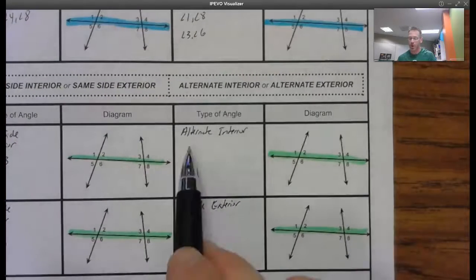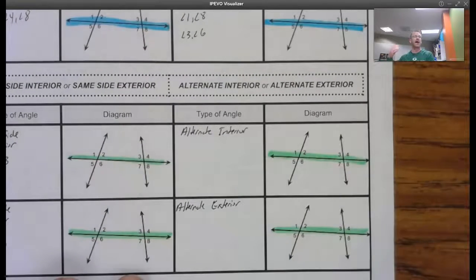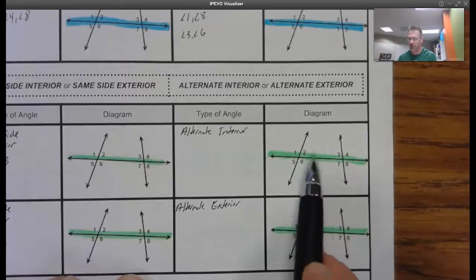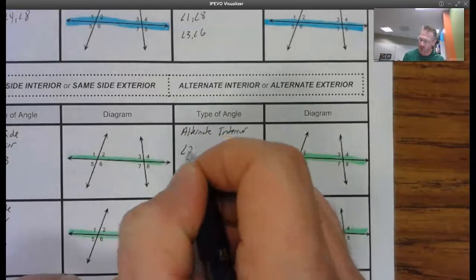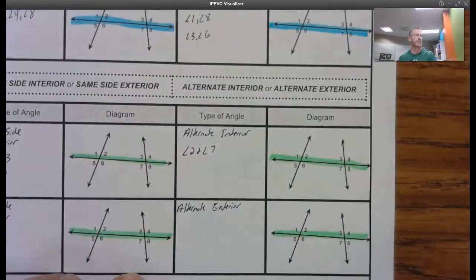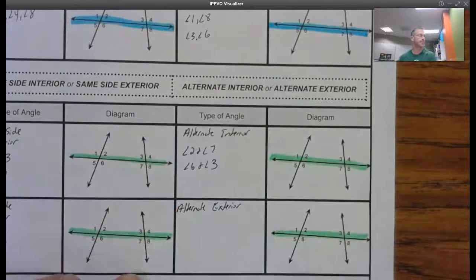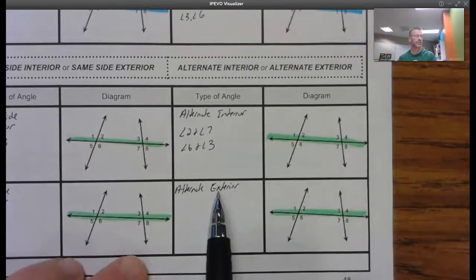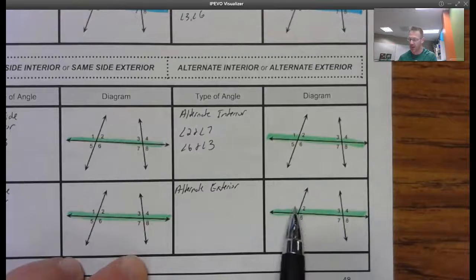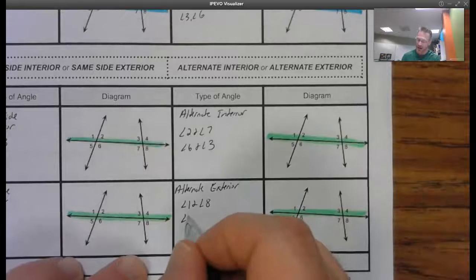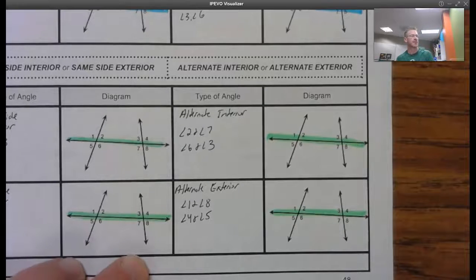Now, let's go to alternate interior. We want them to be interior, but on opposite sides of our transversal. Notice 2 and 7 would be a pair of alternate interior angles. They're both inside, but they're on alternate or opposite sides of our transversal. And the same would be for angle 6 and angle 3. Now, once again, alternate exterior. We want them to be on the outside, but on opposite sides of our transversal. So angle 1 and angle 8 would be alternate exterior, and angle 4 and angle 5 would be alternate exterior.